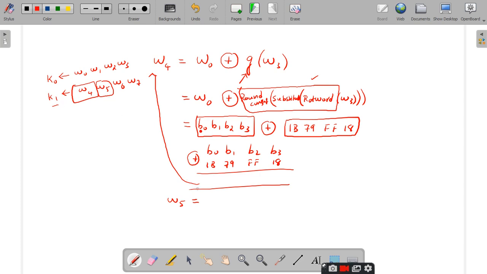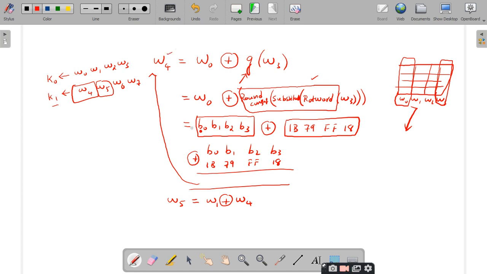So W5 is given by the formula W1 exclusive OR W4. It's a simple thing. So you take the original W1, so this is W0, W1, W2 and W3. To generate W4, I have used W3 with some function and W0. To generate W5, I have to use W1 exclusive OR with W4, which is generated here.